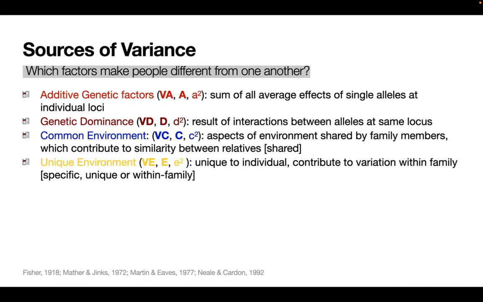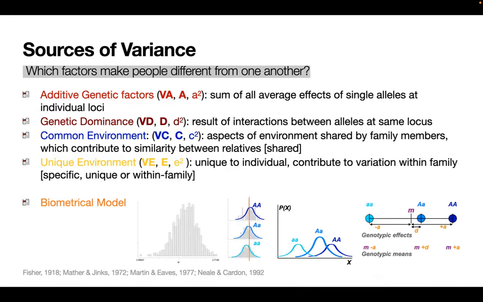In order to have a better understanding of the difference between additive and dominance genetic factors, I highly recommend that those not familiar with the biometrical model read some of the references below here that go into detail about this really fundamental principle, a model underlying not just twin studies, but also the estimation of genetic variance from SNP data.